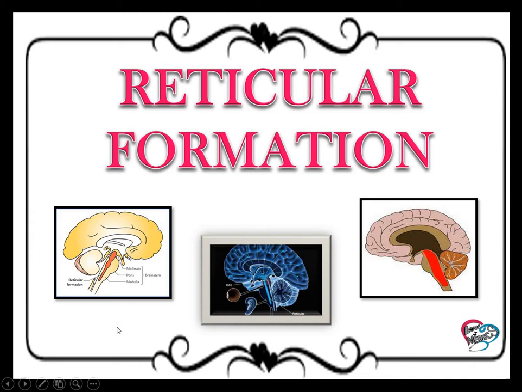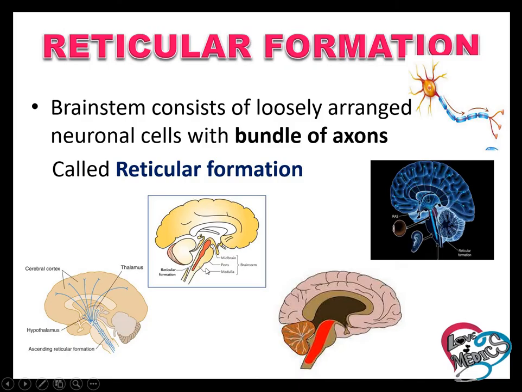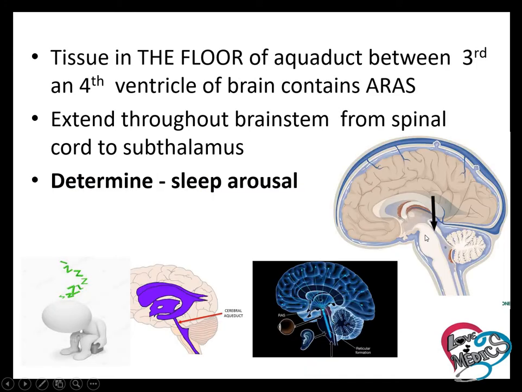Reticular formation. It is present in the brainstem. Here, the loosely arranged neuronal cells are present, that is the reticular formation. The cerebrum consists of a lot of cell bodies, and those cell bodies' axons converge in the brainstem and then diverge to all parts of the body. Here the reticular formation is present, and this is the ascending reticular activating system.